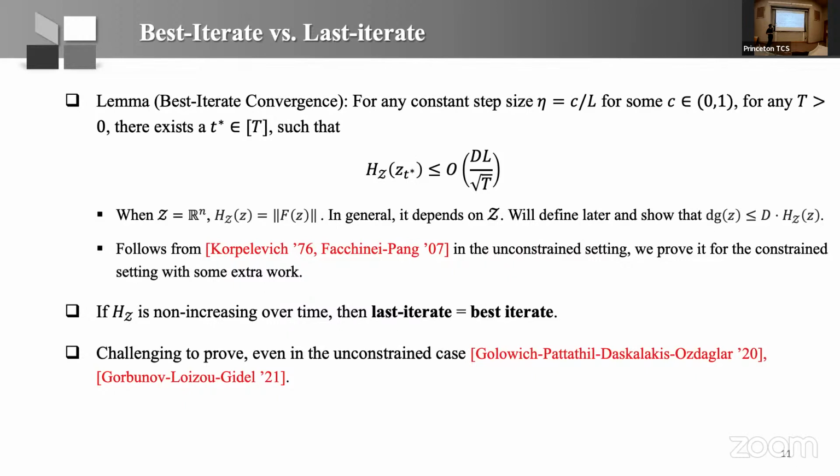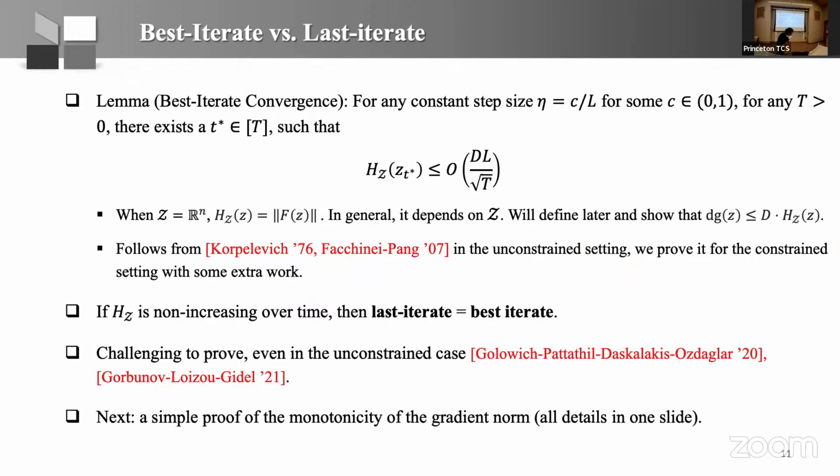And I should say this is the case even in the unconstrained setting. The first paper that got this result got the rate in the last iterate sense after 5 pages of calculation, but they still needed some additional assumption. So what I would like to show you in the next slide is a simple proof in the unconstrained case that shows this quantity is indeed non-increasing.